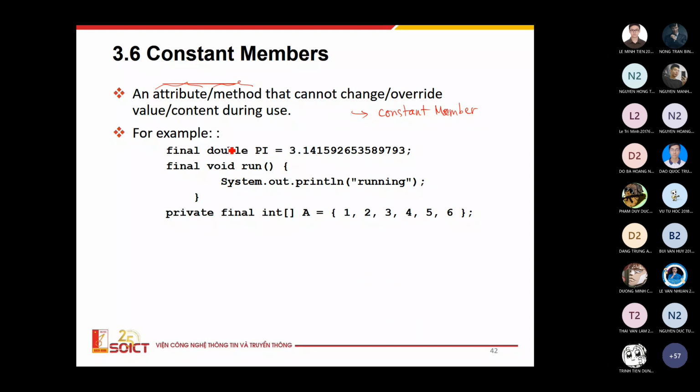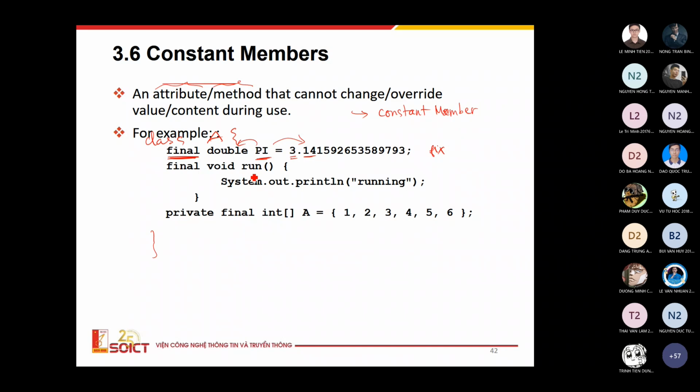For example, you have one class named A here. And in this class, you have one attribute named P of the type double. And the P is always 3.17. And you want to fix it. So you can declare it final. So after that, nothing can change the value of P.